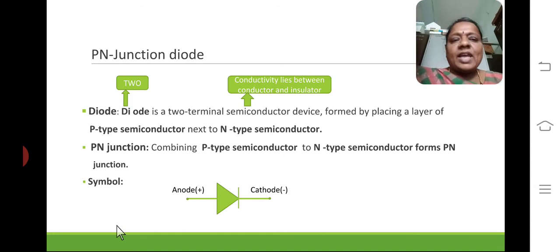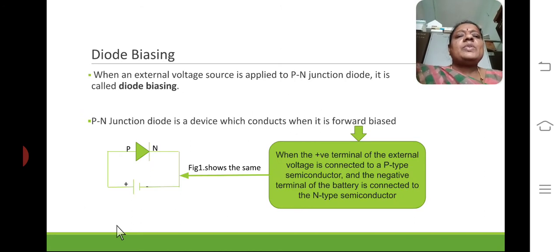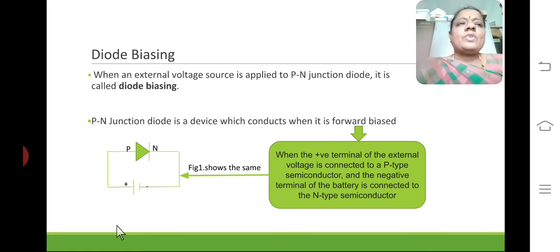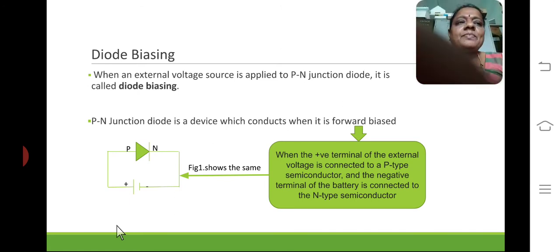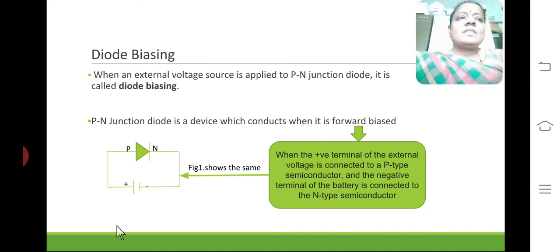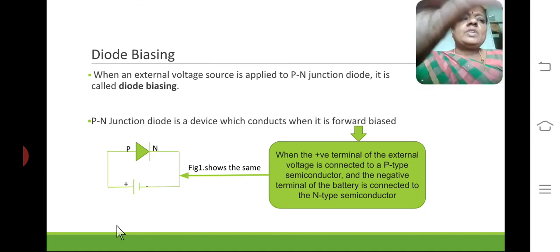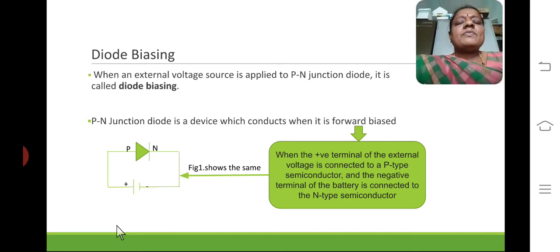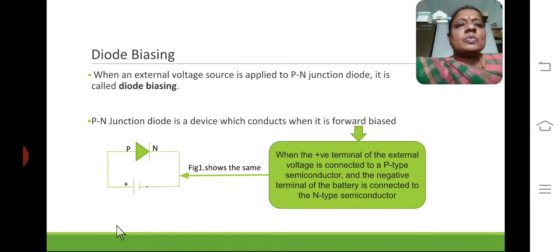Okay, now can we move to the next page? So the next topic is about biasing. What do you mean by biasing? What is biasing? Biasing is nothing but when some external source is applied to this PN junction.